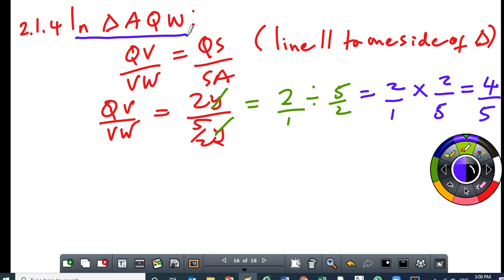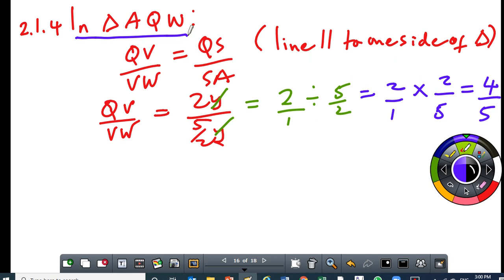Make sure you understand that first you have to identify the triangle. And that triangle must have two lines that are parallel. One of them must cut the two sides of the triangle. The other one must be one of the sides of the triangle. Any question?